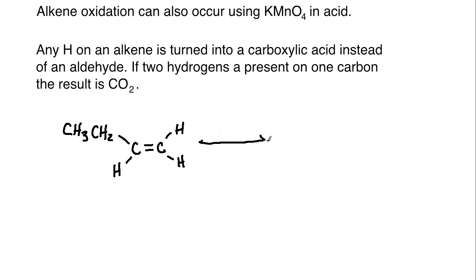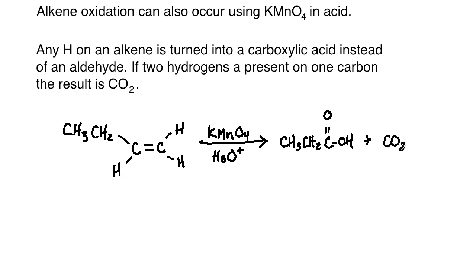So when I expose this to KMnO4, the potassium permanganate, in acidic conditions, what I will end up with is, from the left side, the corresponding carboxylic acid. So there's the ethyl substituent. Here's my carbonyl. And then that H, instead of being an aldehyde like we saw with ozonolysis, will become a carboxylic acid. Okay, and then over here, instead of formaldehyde, the C double bond O with the two H's, we would end up with CO2 as a result from this particular oxidation.